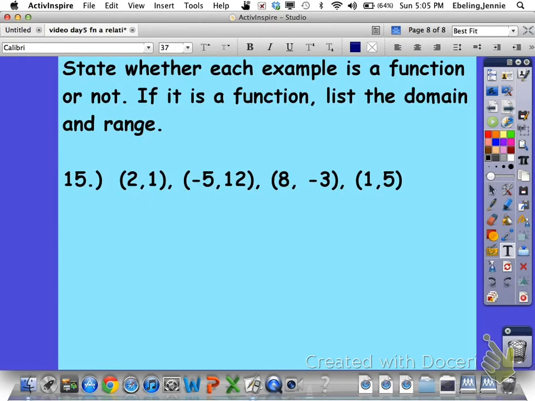Okay, last example. I want you to state whether each example is a function or not. Well, I only have one example. If it is a function, I want you to list the domain and the range. So we'll take a look at 15 and answer this question. Turn the video back on when you've finished.